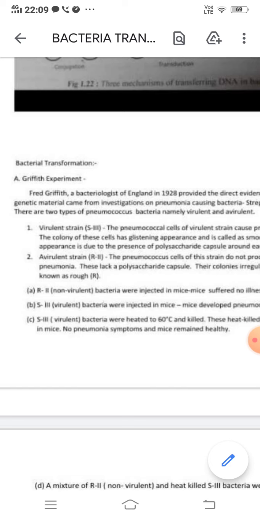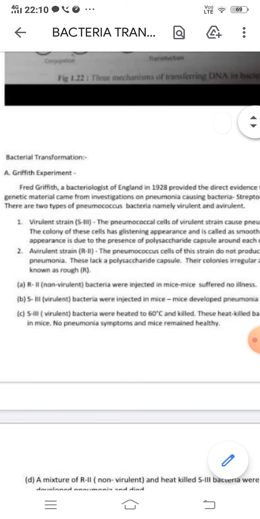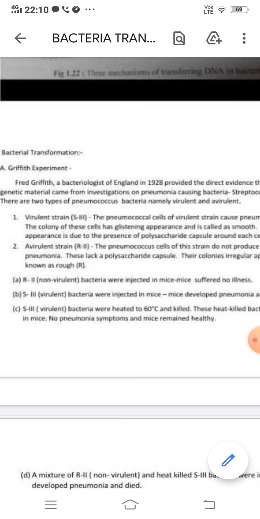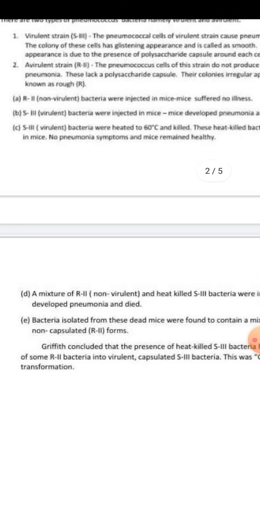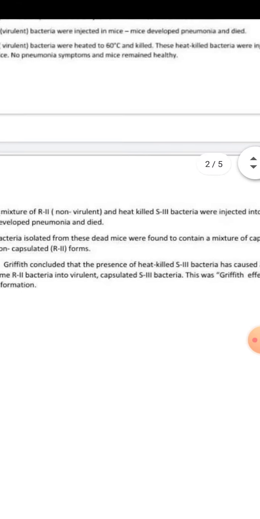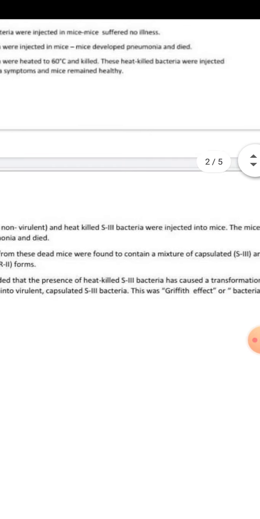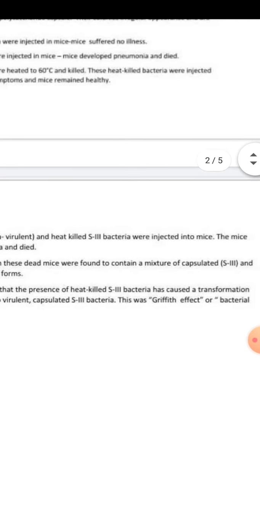So the virulent bacteria, if taken and heated at 60 degrees centigrade and killed, these heat-killed bacteria were then injected into the mice, and it was seen that no pneumonia symptoms were observed and the mice remained in healthy condition.